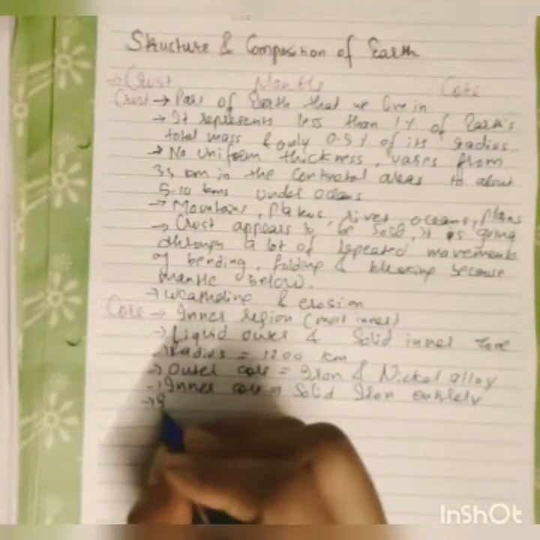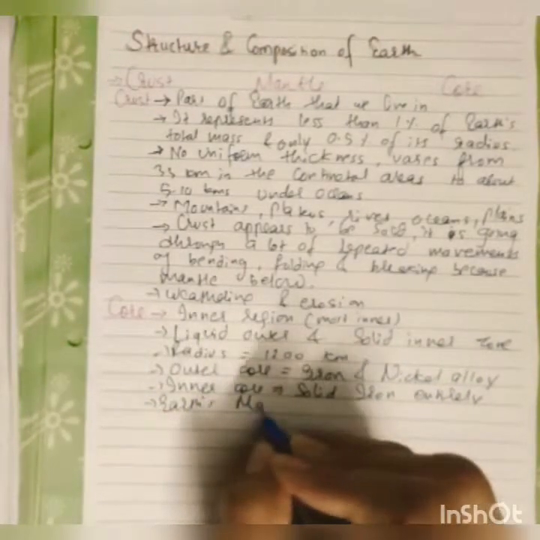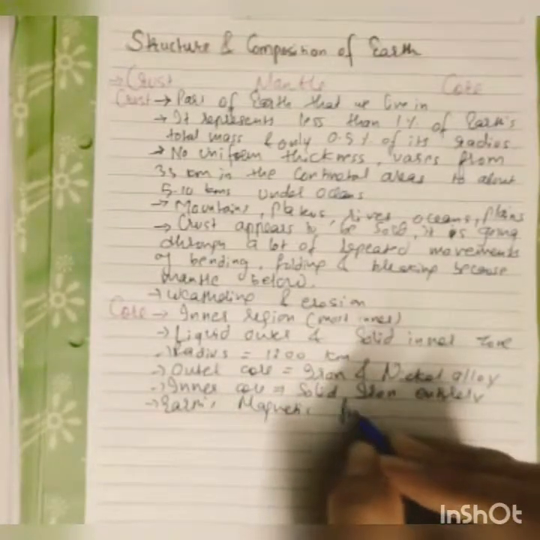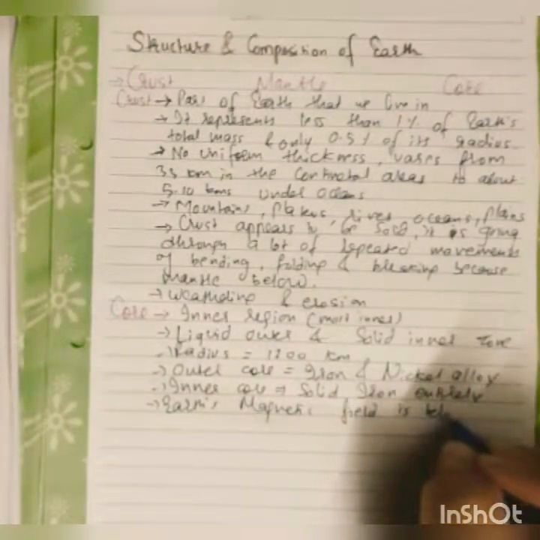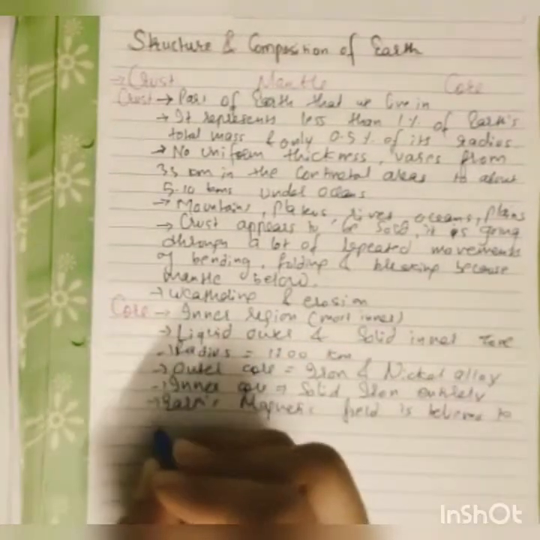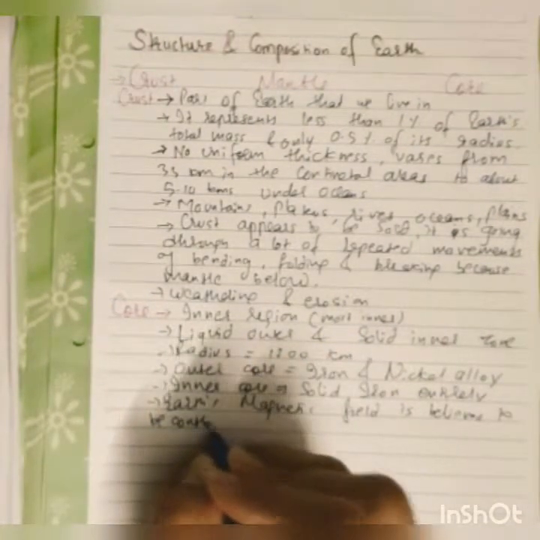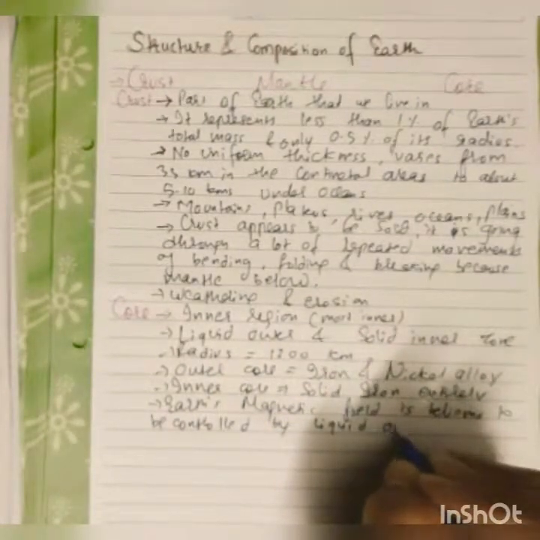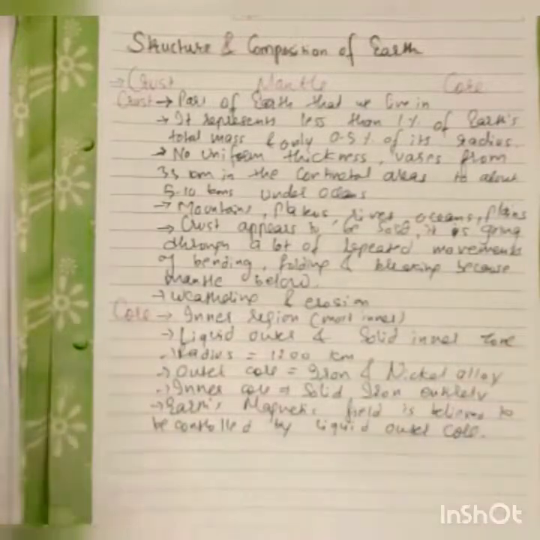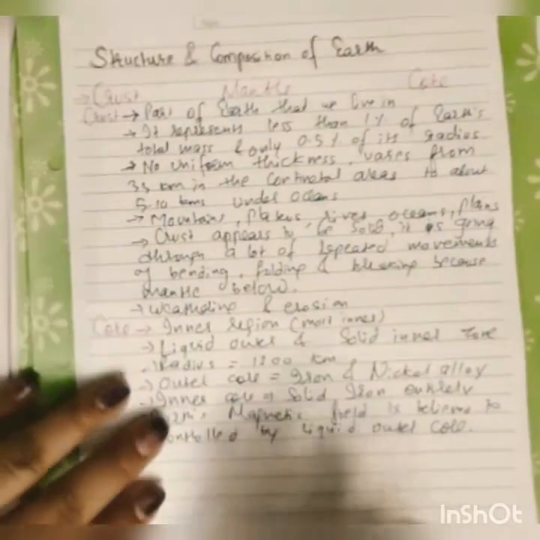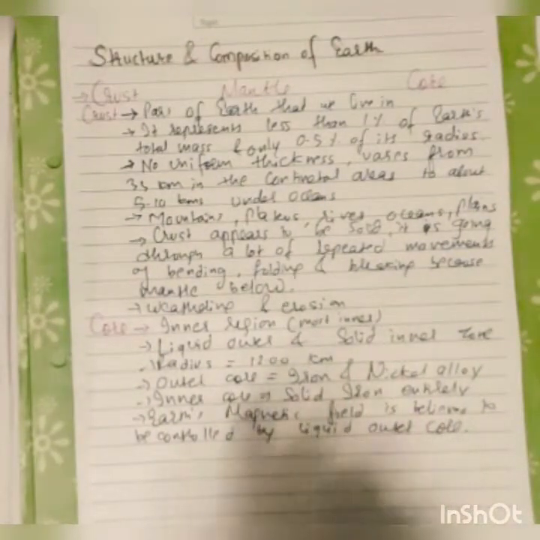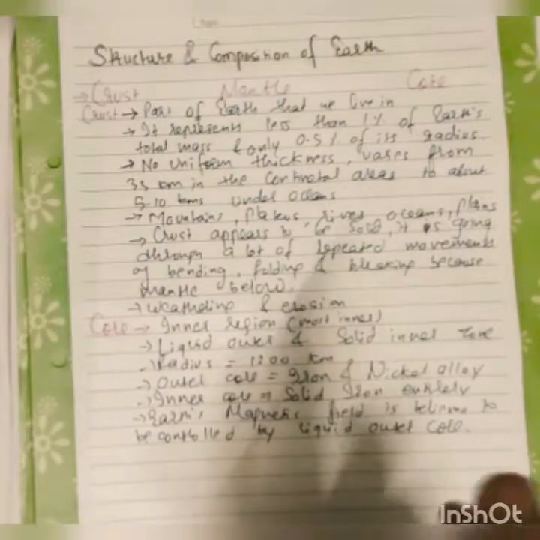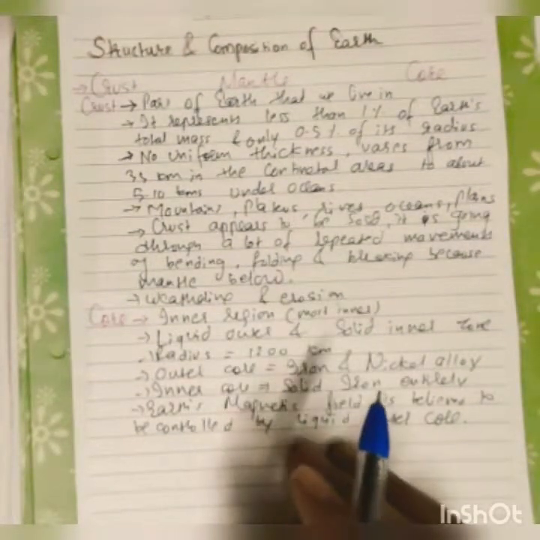So, the Earth's magnetic field is believed to be controlled by the liquid outer core. So this is something really interesting, guys. Now you know that the Earth's magnetic field is connected to the core. That is because of the core.